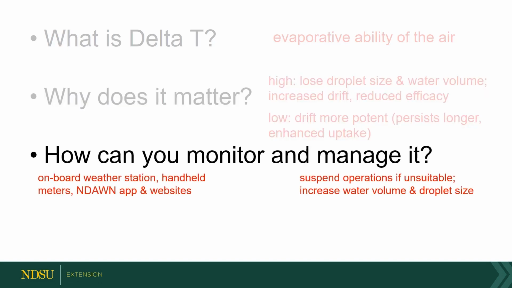How do you monitor it? You have options. Your sprayer might have an onboard weather station. There's handheld meters that are available. The Endon app and websites are also great resources. How do you manage it? If you get into unsuitably high delta T, highly recommend you just suspend operations. You're going to have a difficult time getting effective control spraying in those really high delta Ts. If it's just marginally high, up your water volume, use bigger droplets as best as you can. That'll help to counteract the effects of that enhanced evaporation.